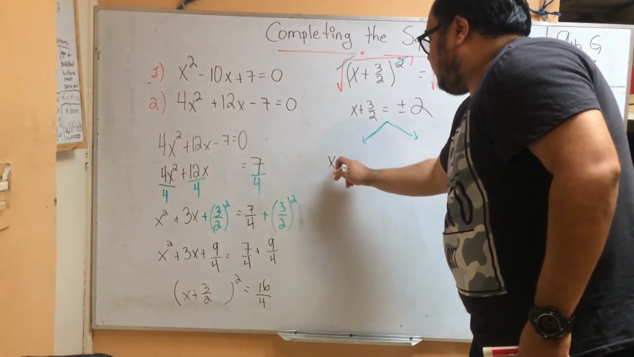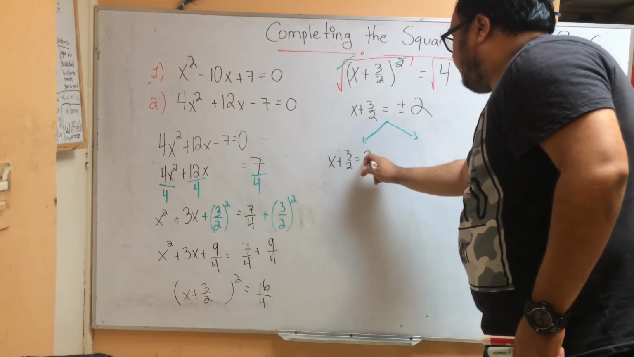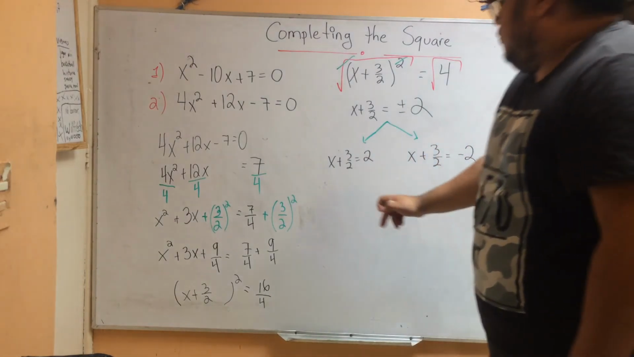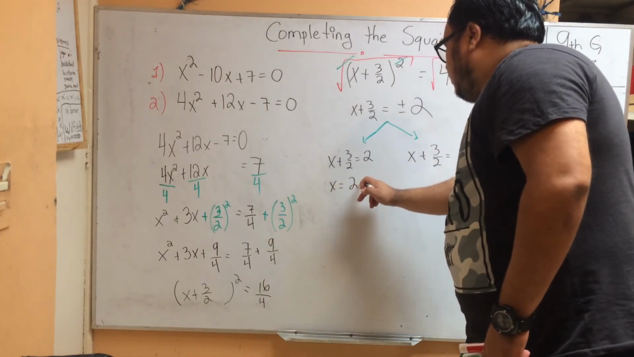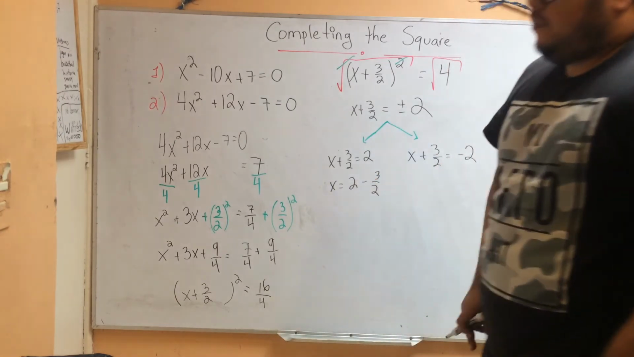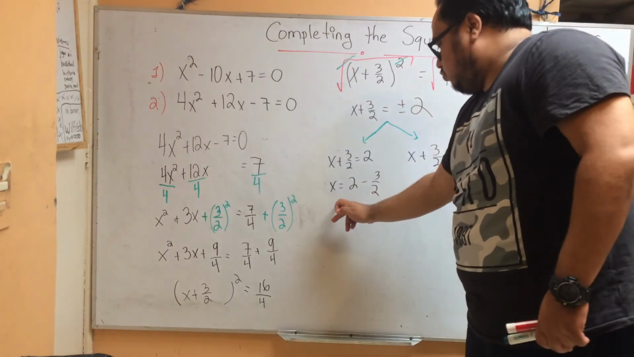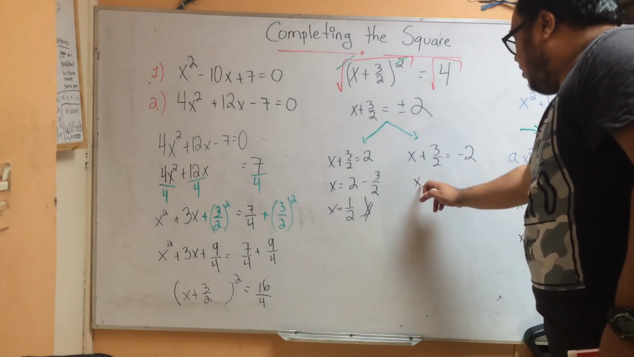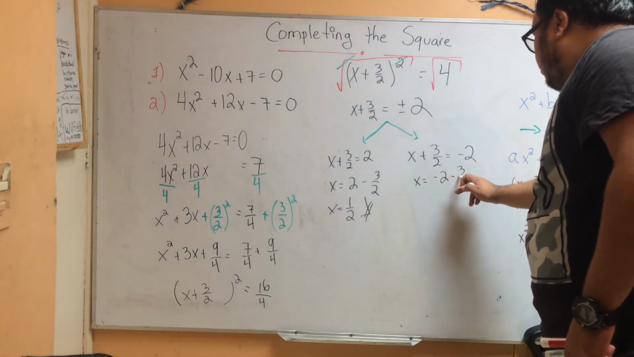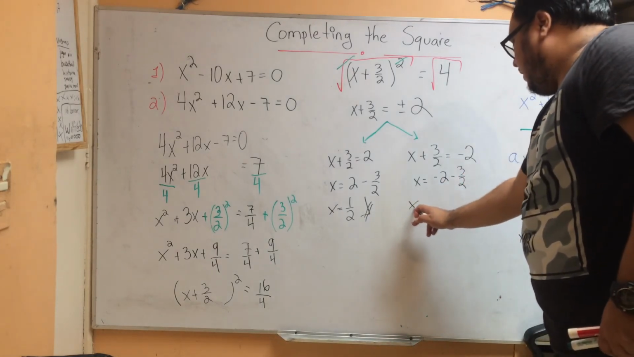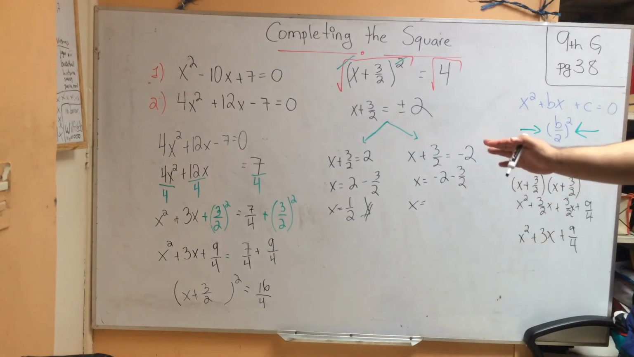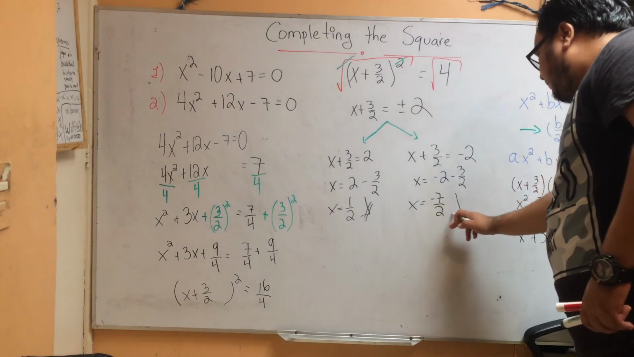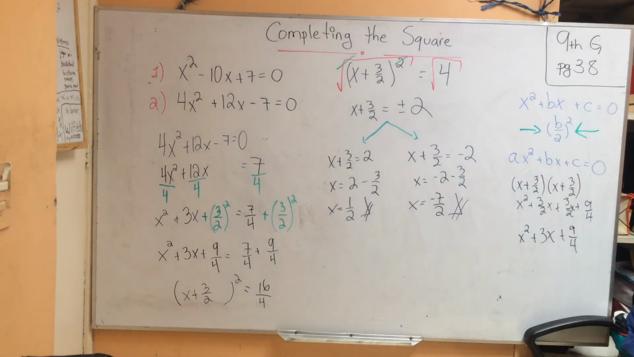So we have x plus 3/2 equals positive 2, and x plus 3/2 equals negative 2. So we solve 2 minus 3/2. Remember that 2 is 4/2, so 4/2 minus 3/2 is 1/2. So this is the first answer. Then we solve the other side: negative 2 minus 3/2. This one would be a negative answer, and 2 is 4/2, so negative 4 minus 3 is negative 7/2. And there, ladies and gentlemen, we have our answers.